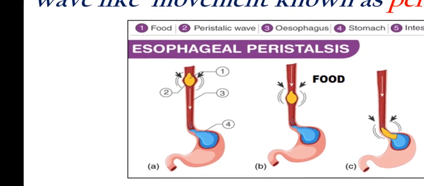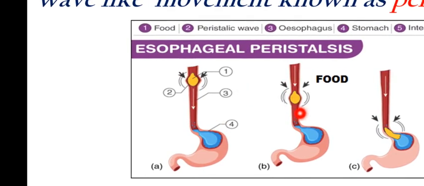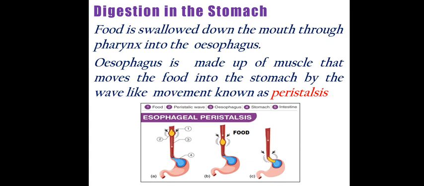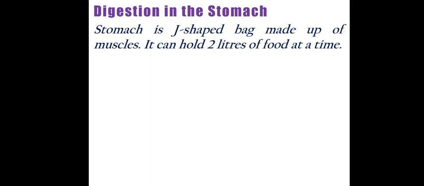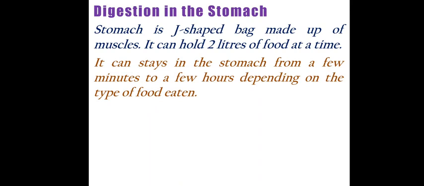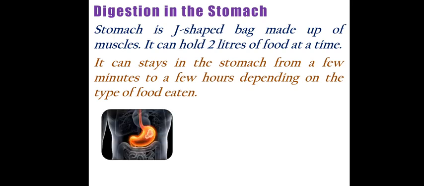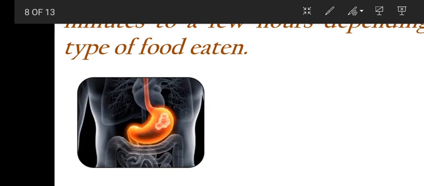As you can see, the food is going into the stomach with the help of wave-like movement. These waves are produced in the muscles of the esophagus, and this wave-like action is known as peristalsis. Food will then go into the stomach, which is a J-shaped, bag-like structure that can hold 2 liters of food at a time, remember. How much time food takes to get digested depends on what type of food it is. This is the structure of the stomach, the orange colored structure.